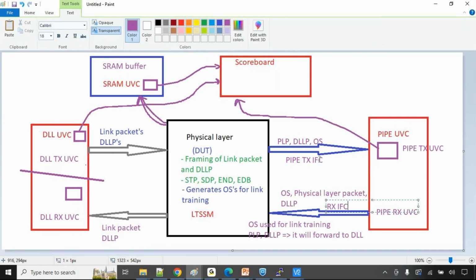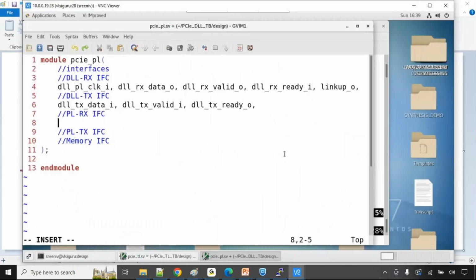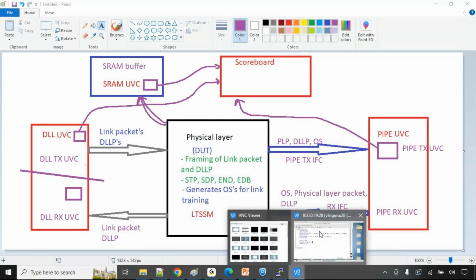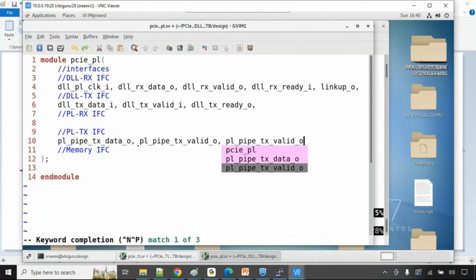So what all signals will be there at the transmit interface? The data that is coming out of it. So first let's start with this. It is PL pipe transmit data. Sorry, PL transmit interface. Is that correct? Yeah. What else? PL pipe transmit data valid, transmit valid O, and PL pipe ready I.